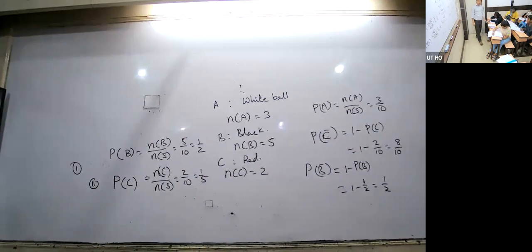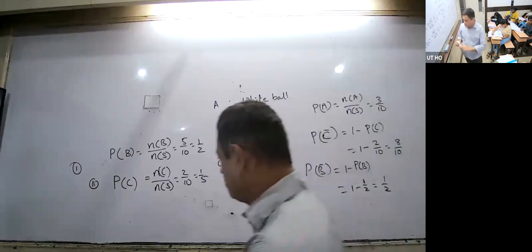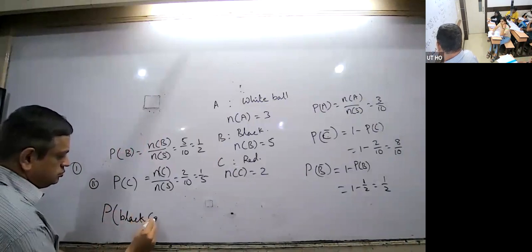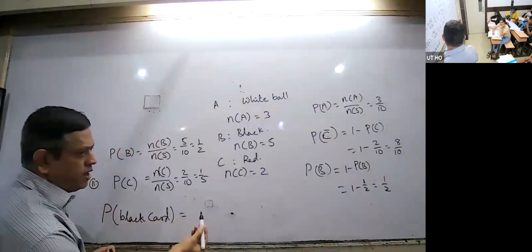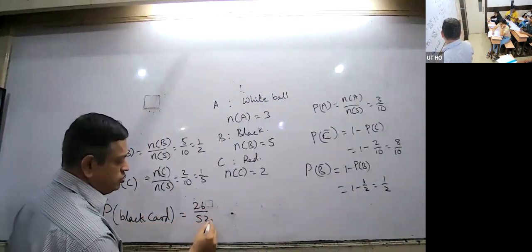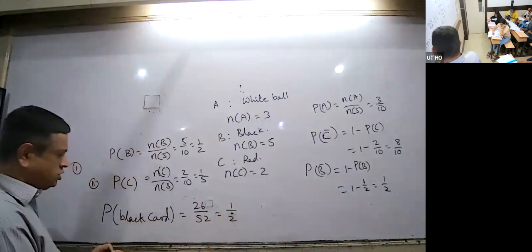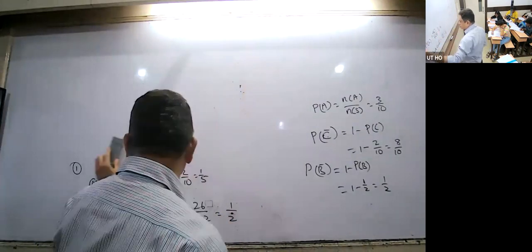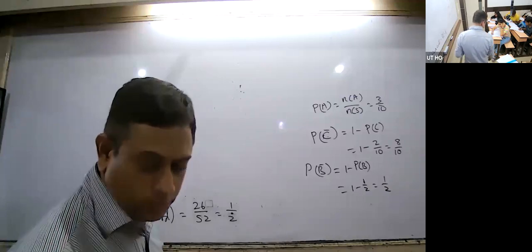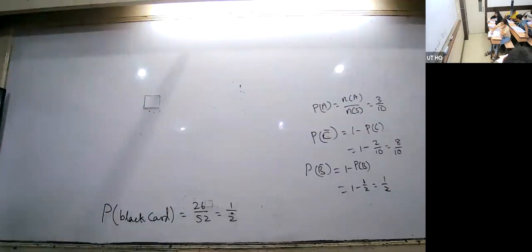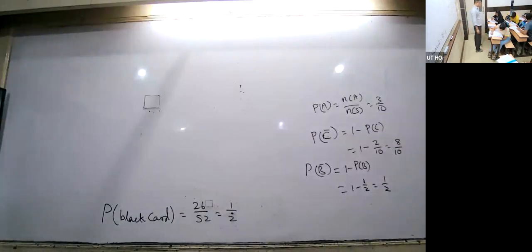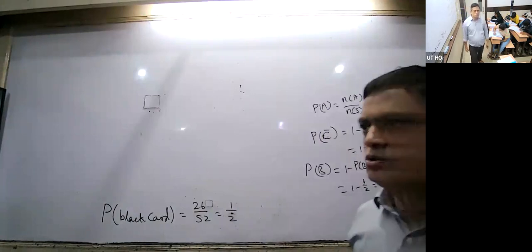Okay. P of black, this way also you can write, probability of black card. What is the probability of black card? How many black cards are there? 26 upon 52, 1 by 2. So you have to write number of black cards at least as one step. Okay, all of you wrote. This is complete. Okay, second part. All of you do all the five parts and then I'll ask. Complete that question, then I'll ask you.